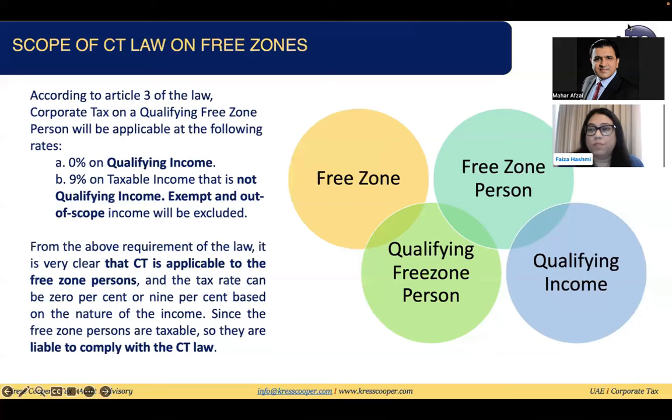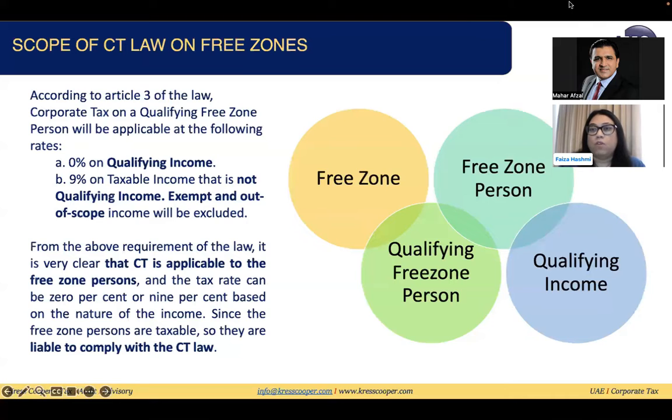Now, free zone has been a very interesting topic since the law has come out, because when the law came out, there was not that much clarity, and that is the one area where people were most interested to know how the corporate tax is going to impact the companies which are in the free zone.